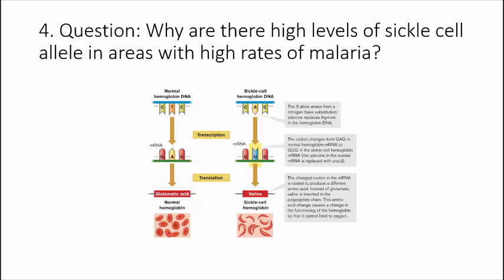Question: why are there high levels of sickle cell alleles in areas with high rates of malaria? Research has shown a relationship between sickle cell alleles and malaria. In regions of endemic malaria, such as equatorial Africa, people who have normal hemoglobins are highly susceptible to infection and death from malaria. Those individuals who are homozygous for the sickle cell allele suffer the debilitating and deadly consequences of sickle cell anemia. However, because they have low oxygen content in their blood, the malarial parasite rarely affects them.